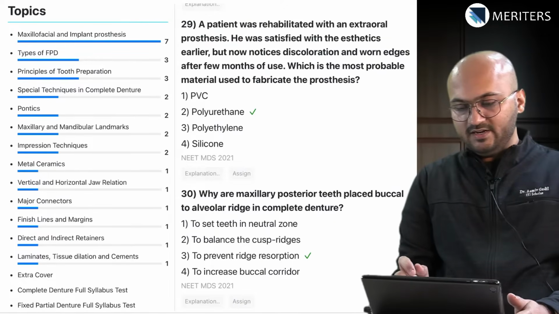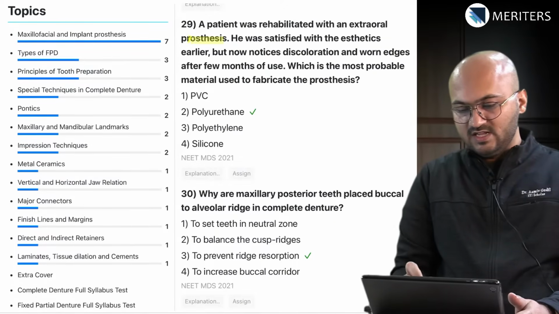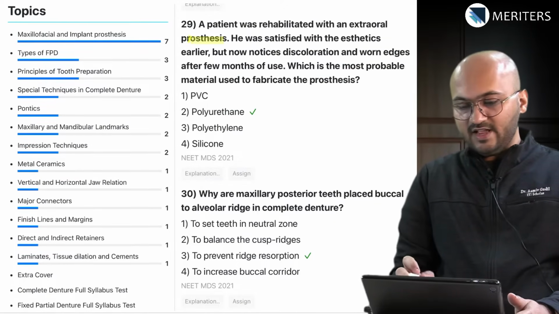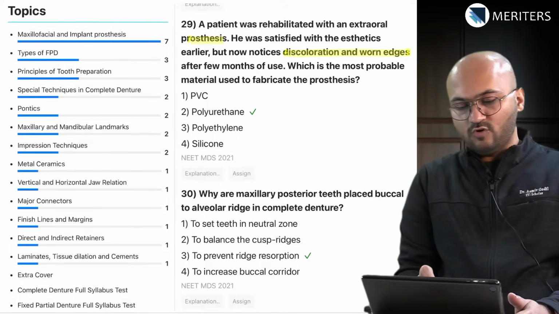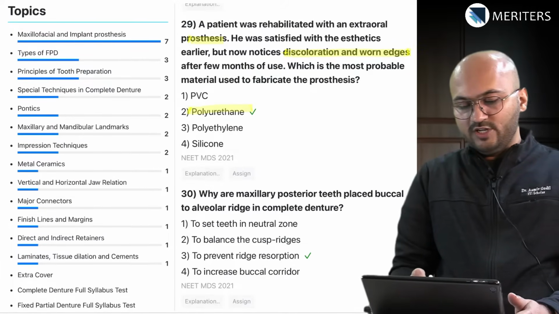The patient was rehabilitated with an extraoral prosthesis. This is based on material and the disadvantages: discoloration, worn edges. This is all polyurethane.